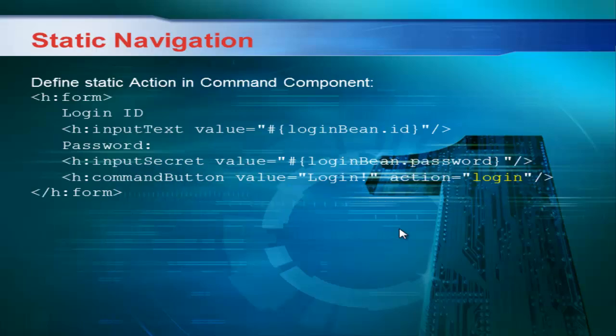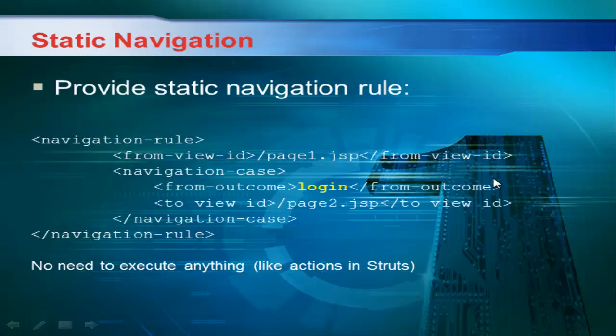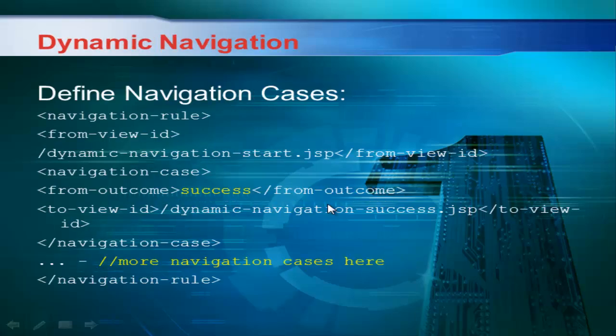So in the static page navigation, you tell where you want to go. For example, you specify the action is equal to something. In this case, action is equal to login. In the configuration file, you just specify if this is the action, which is the other page that you want to show. For example, here from page 1, if the action is login, just go to page 2.